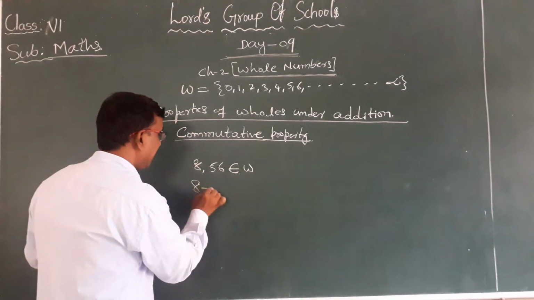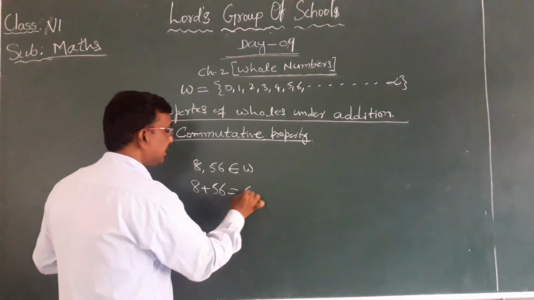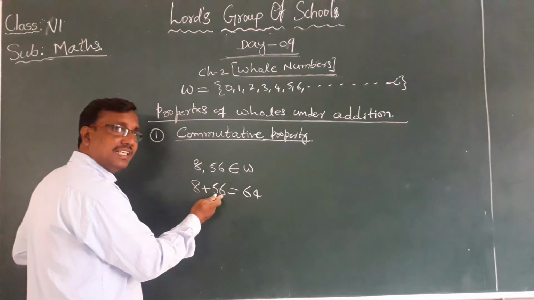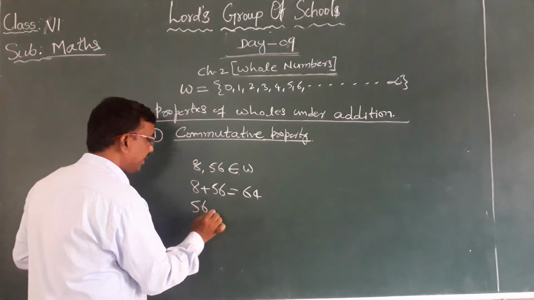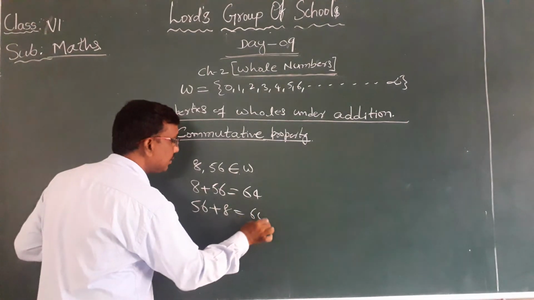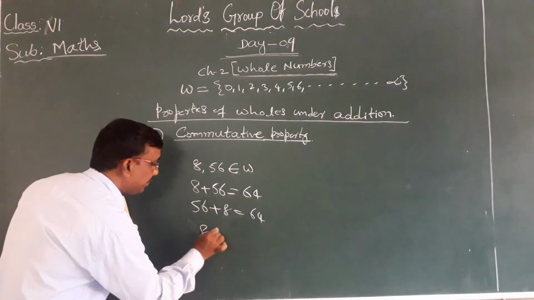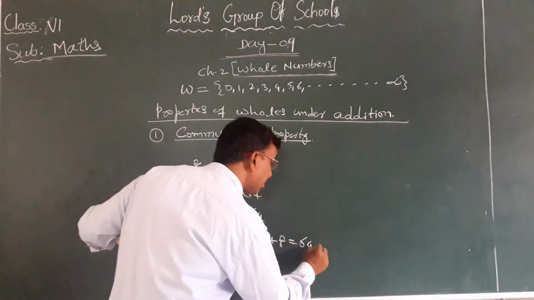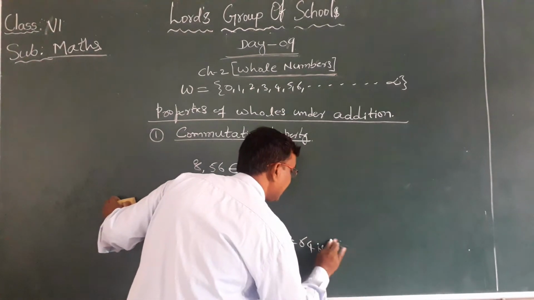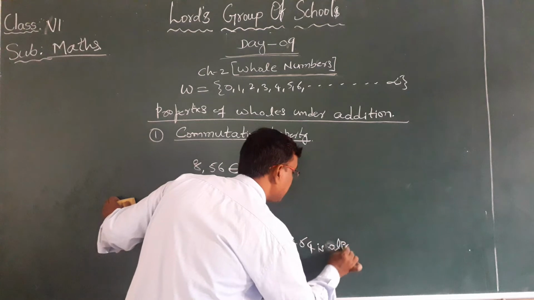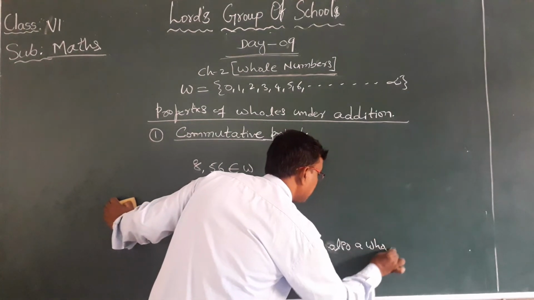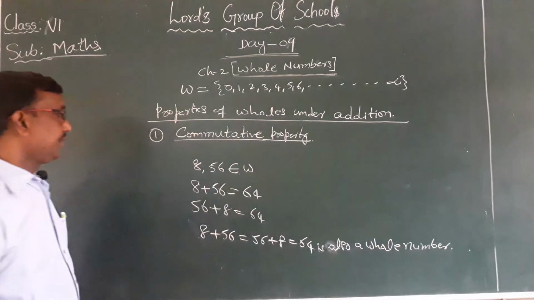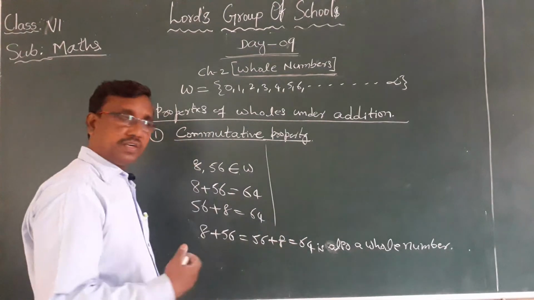Then 8 plus 56. What is 8 plus 56? It is 64. Here in this addition we wrote 8 first and 56 next. In reverse, what will happen when you have 56 and 8? It is also 64. What can we say? 8 plus 56 or 56 plus 8 will be the same, and 64 is also a whole number.